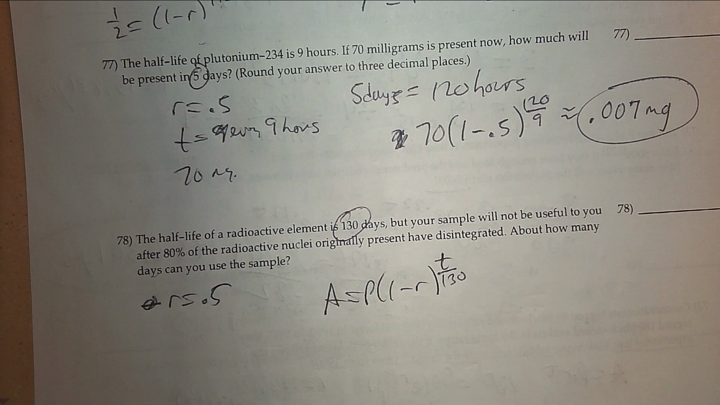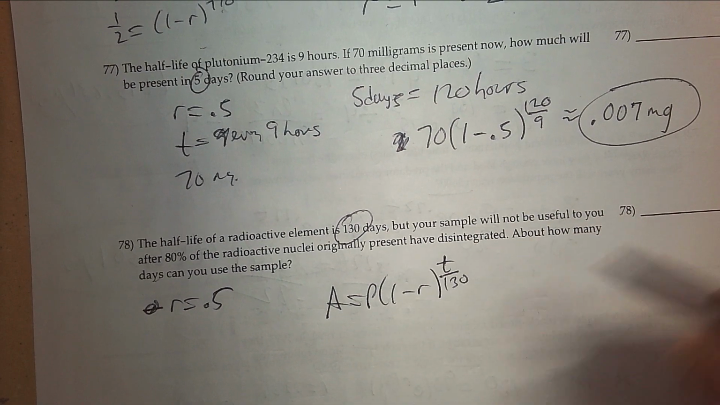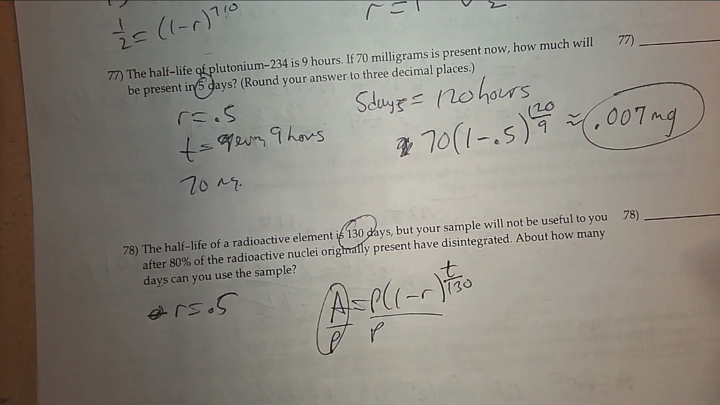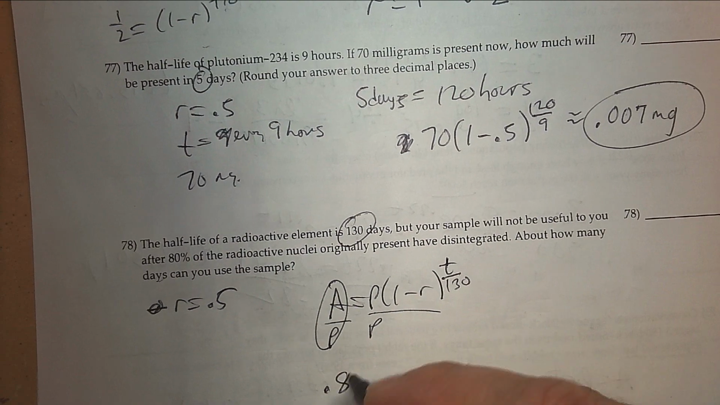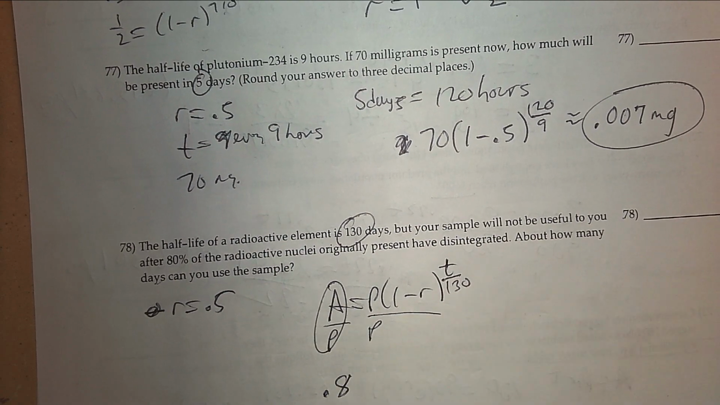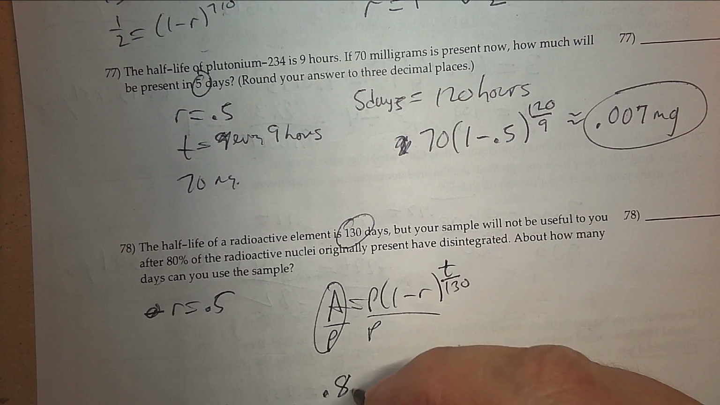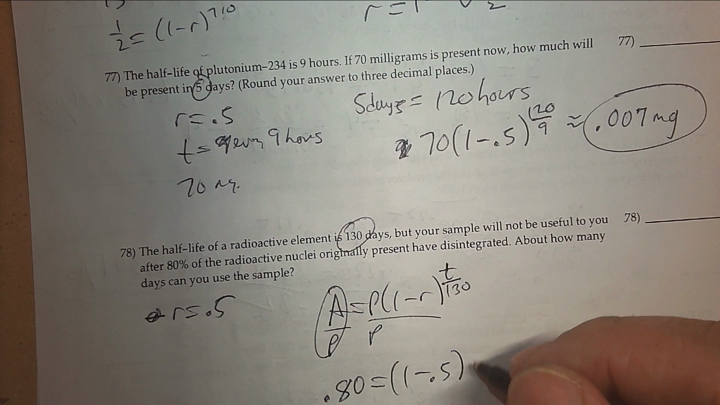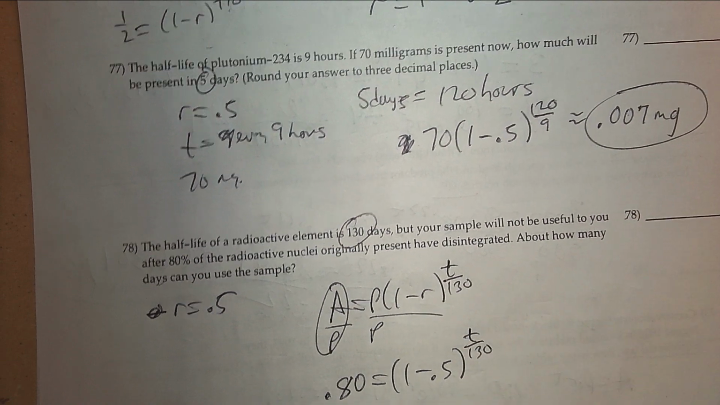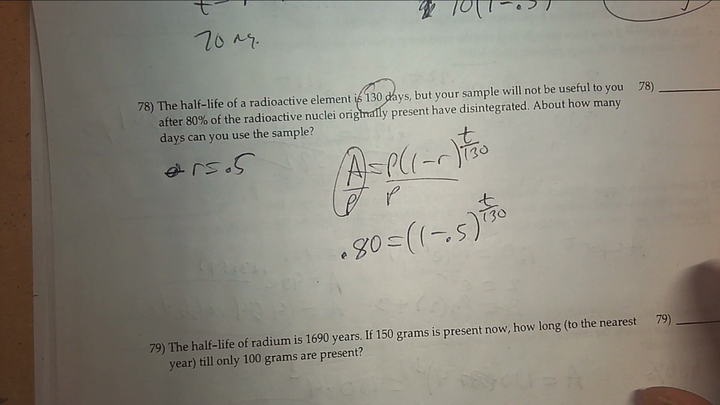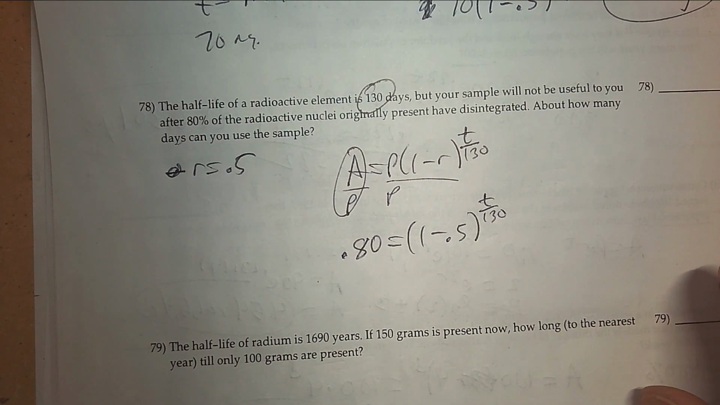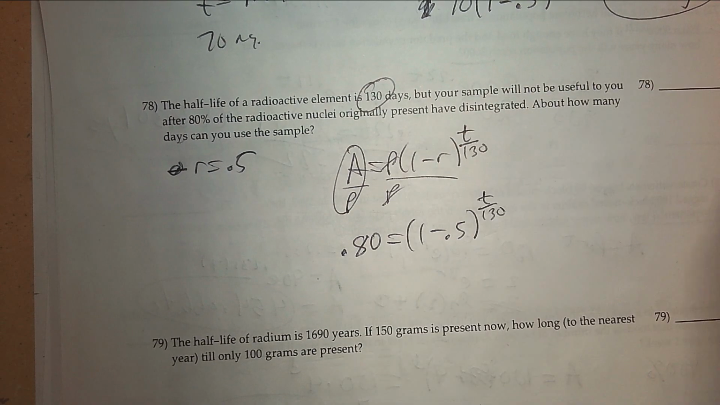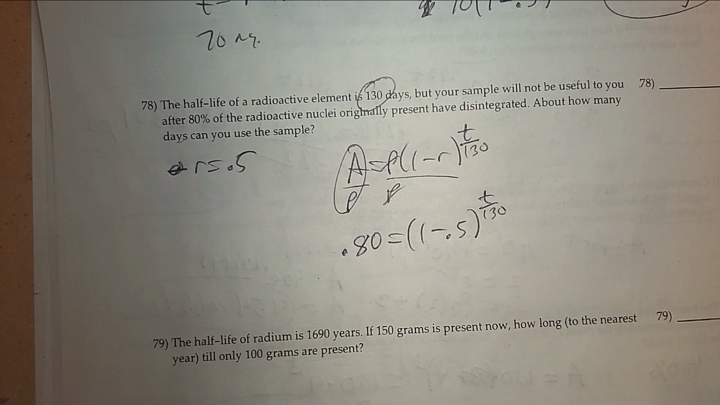in terms of half-life, where I created that fraction with 130. When I divide this by P, that A divided by P has to be 80% of what's left. And again, I don't know what T is. That's what I'm trying to solve. So when you go A divided by P, that's 80%, and we write that as a decimal. Kind of like when we doubled or tripled. How long would it take? Now, how would I solve this?